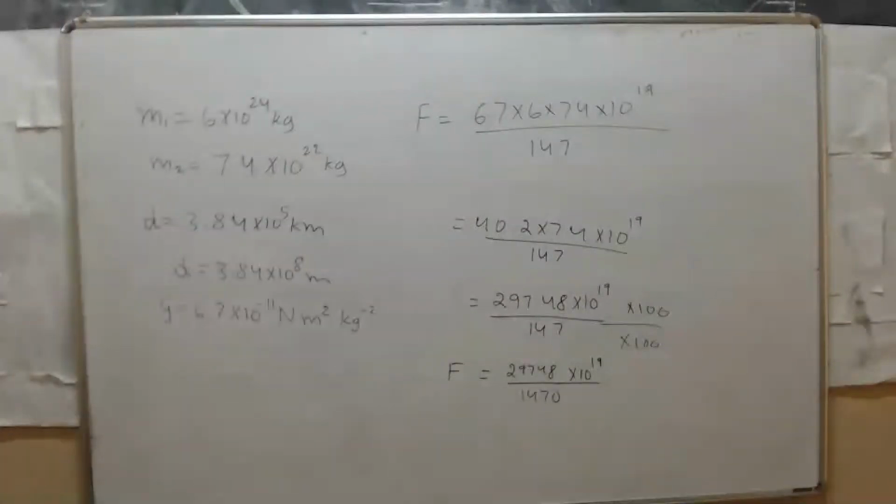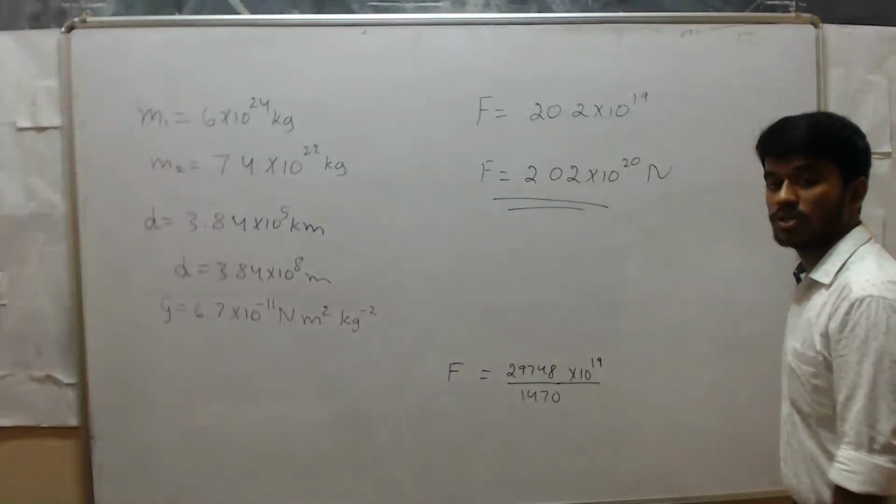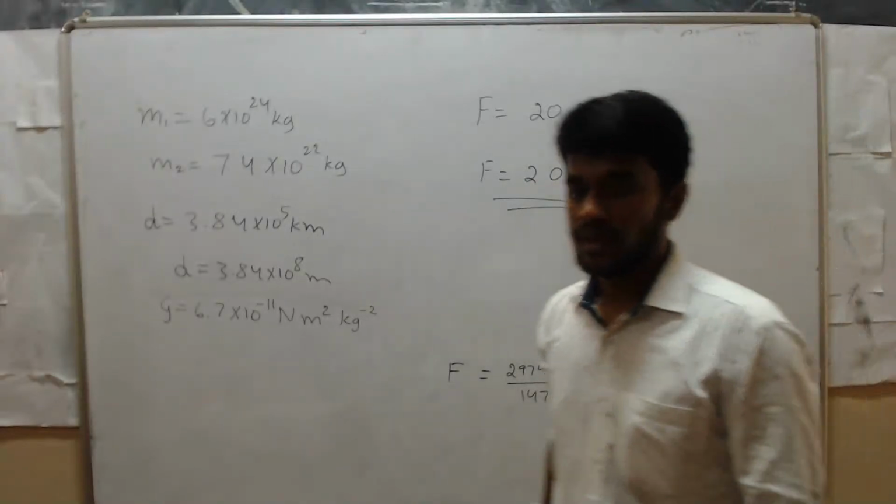Okay. So now just divide. 20 means you have to put 20 zeros. How big that force is. Okay.